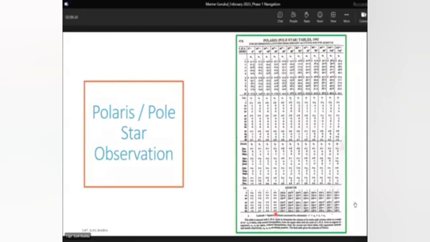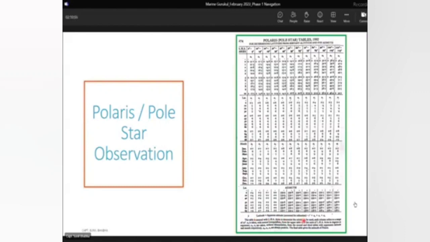Now, once you have obtained these three corrections, the A0 correction from the top part, the A1 correction from the middle part, and the A2 correction from the third part of the table, you can use them in this formula which is given here. The formula says latitude, this is basically the observed latitude, is equal to apparent altitude corrected for refraction. Apparent altitude corrected for refraction becomes the true altitude of Polaris.